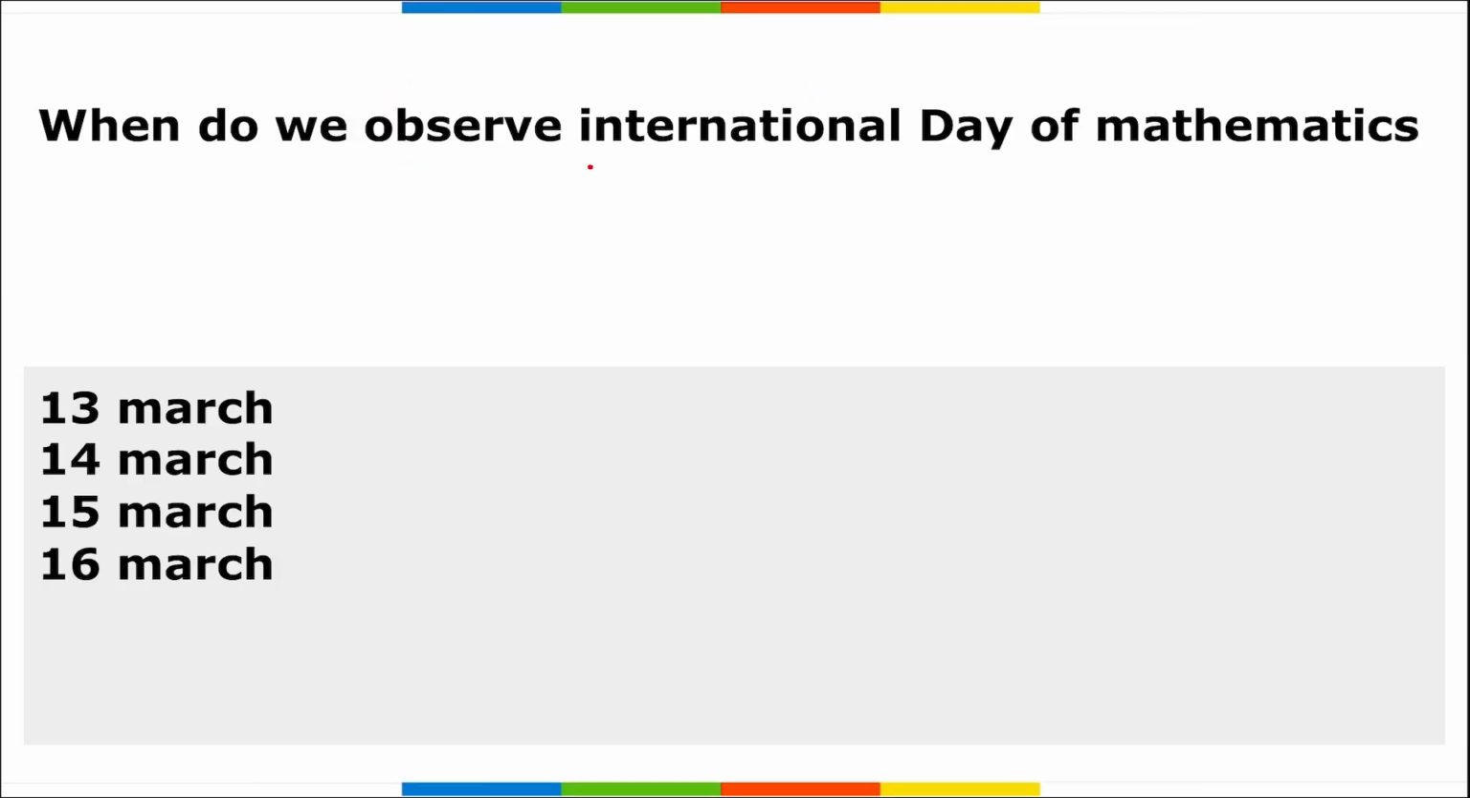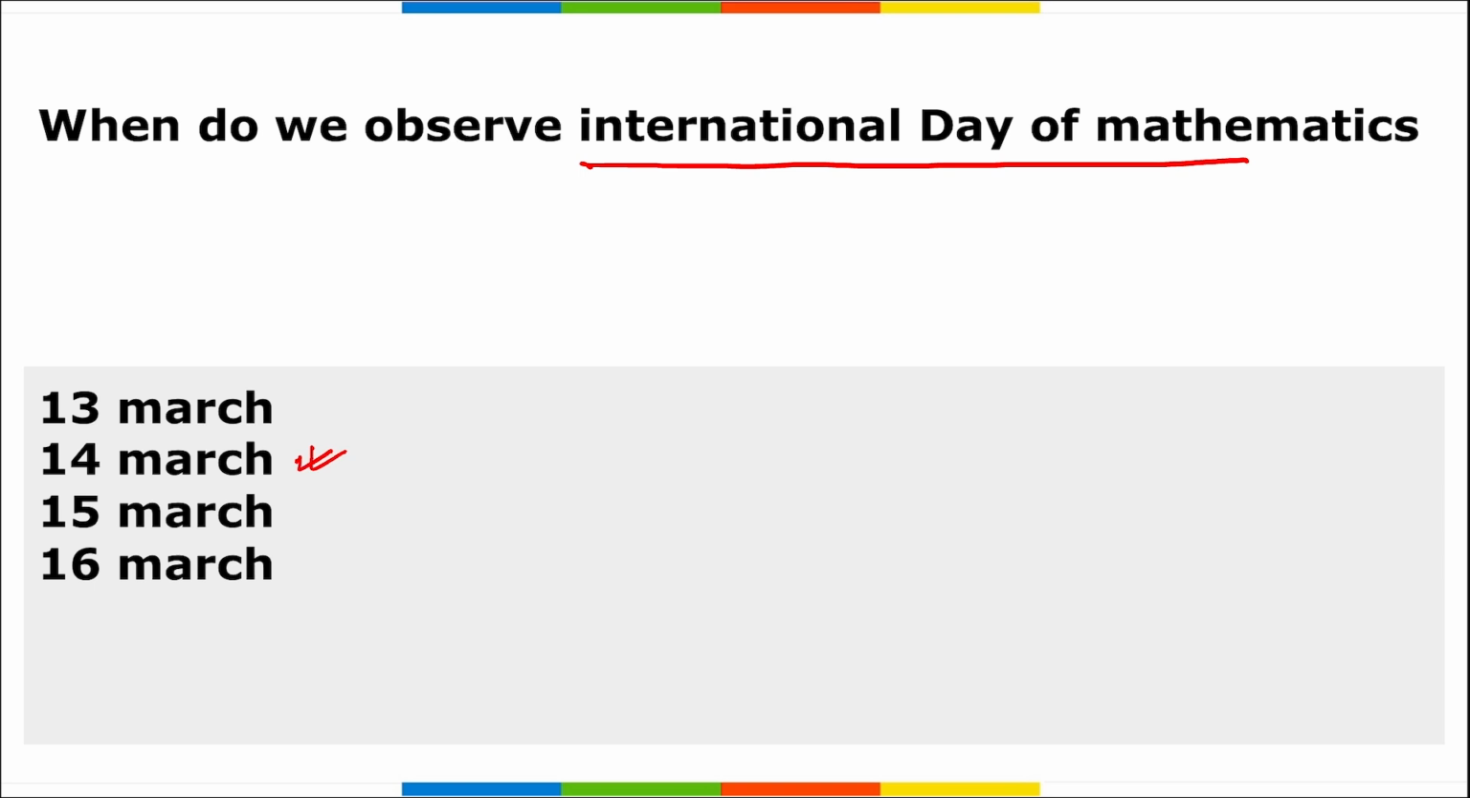Next, when do we observe International Day of Mathematics? So remember, International Day of Mathematics is observed every year on 14th of March. And this day is observed to create awareness about the importance of mathematics in addressing the day-to-day challenges that we are facing in today's generation, such as artificial intelligence, climate change, energy, and sustainable development. This day also aims to highlight the significance of mathematics in improving the quality of life in both the developed and developing world.